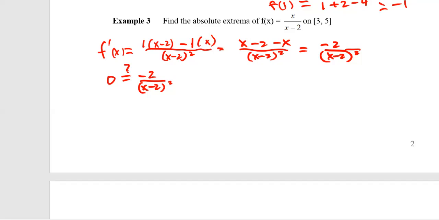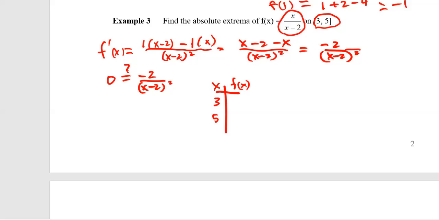Does that mean it doesn't have any extrema? No, because this is a closed interval. And if the function is continuous on a closed interval, this is continuous on this interval 3, 5, because the asymptote is not in here. So this will have a max absolute and a min absolute. But there are no critical numbers. So those must occur at the endpoints. We don't know which one is which.